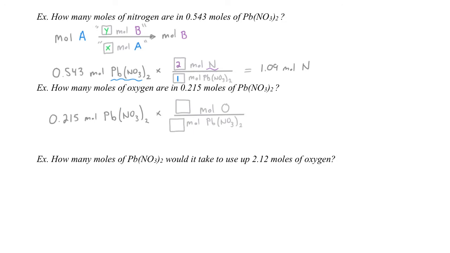Our starting point here is the 0.215 moles of lead nitrate. Then we multiply that by a conversion factor, which will convert moles of lead nitrate into moles of oxygen. Now, if we had exactly 1 mole of lead nitrate, how many moles of oxygen are there? That's correct, there are 6. So we have a 6-to-1 ratio here. We can get the final value, which is 1.29 moles of oxygen, simply by multiplying our 0.215 moles of lead nitrate by 6, and then, of course, dividing by 1 to give us our final value here.